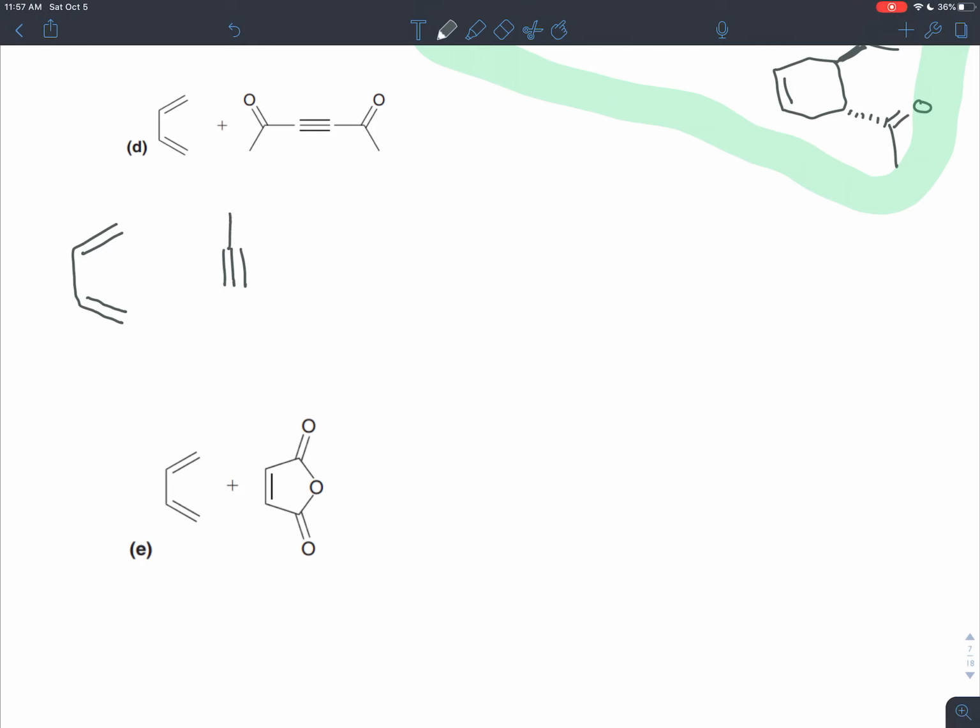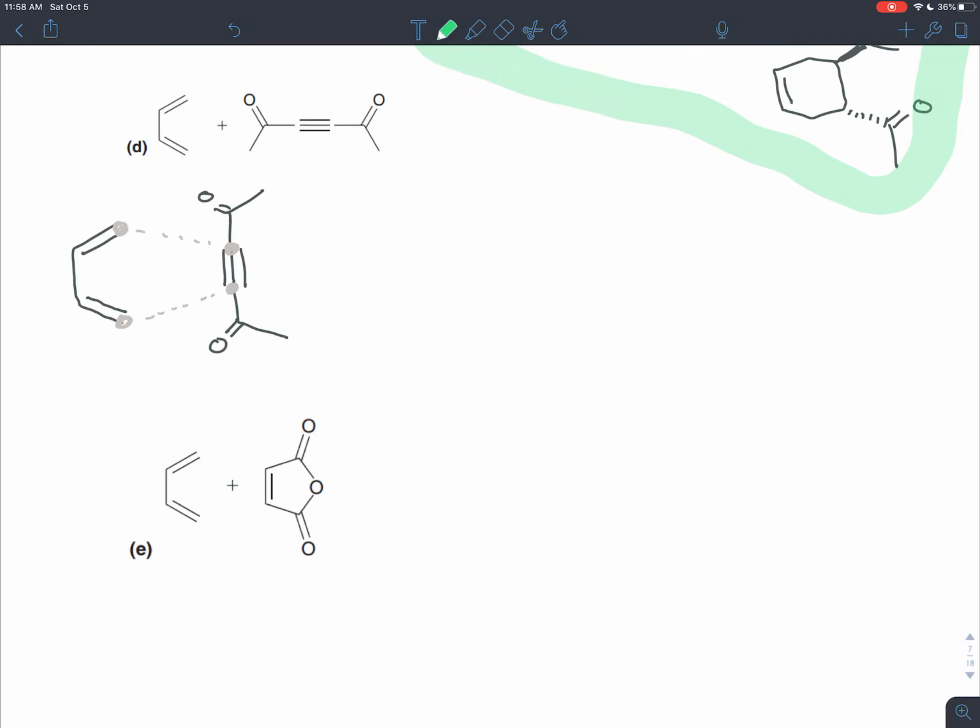Now on either side I have an electron withdrawing group. So I've just taken this molecule and rotated it counterclockwise. Okay, so now we can follow our procedure, draw a dot at the end of the conjugated system of the diene, and dots at the end of that pi bond in the dienophile, and draw dotted lines between those two.